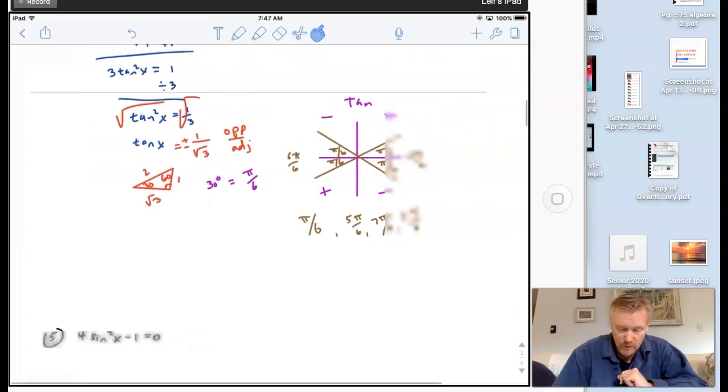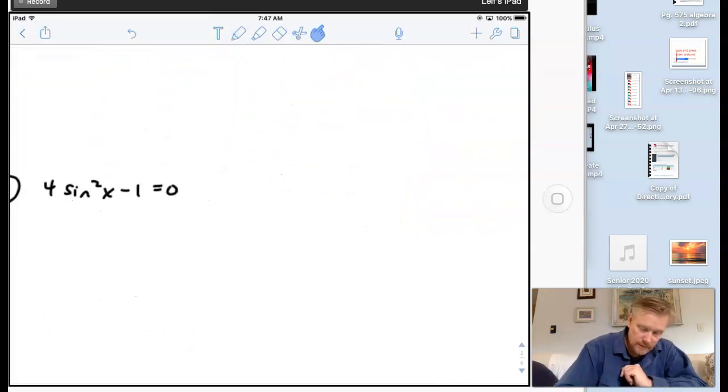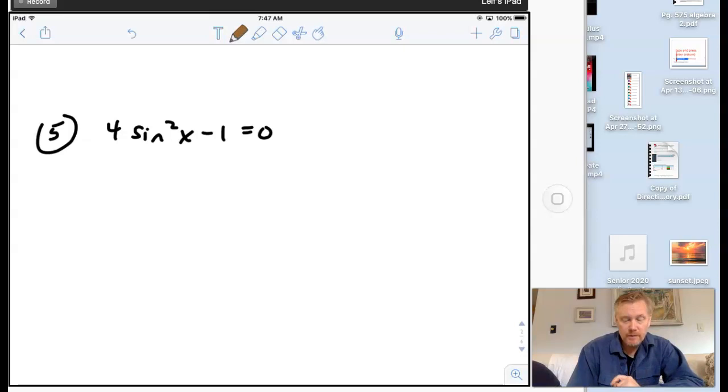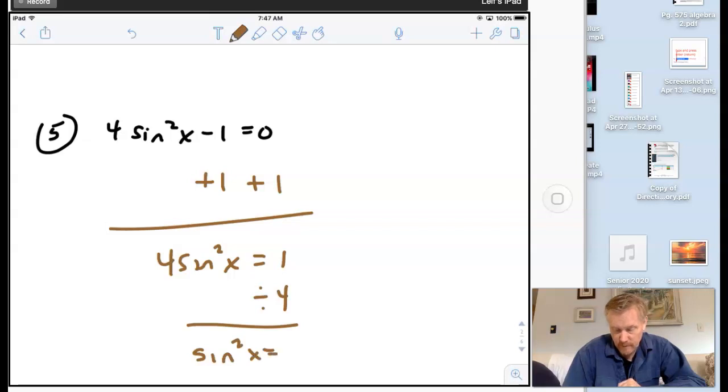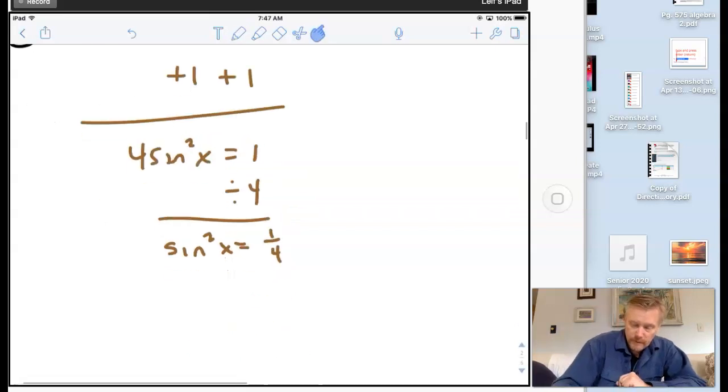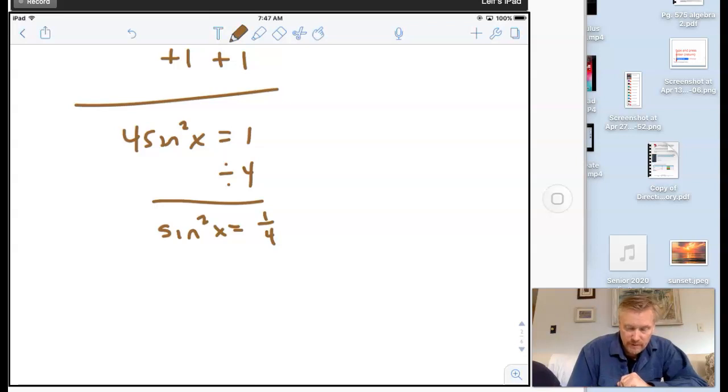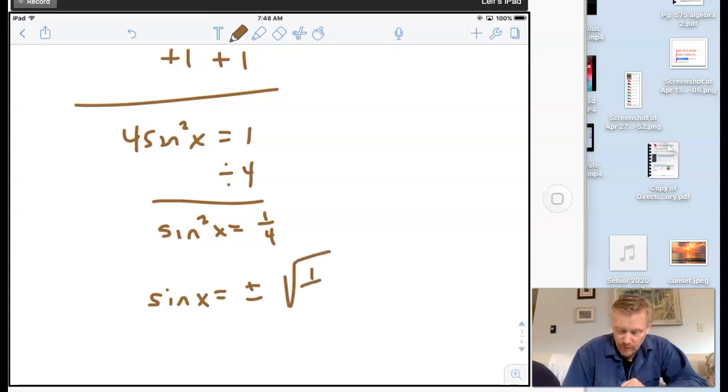So the plus or minus is almost easier in some ways, I guess, the way I think about it. Next one. I've got to add 1 to both sides, because I want to get that sine squared alone. So I get 4 sine squared of x equals 1. Divide by 4, and I get sine squared of x equals 1/4. Next, I take the square root of both sides to solve this. So sine of x equals plus or minus the square root of 1/4.